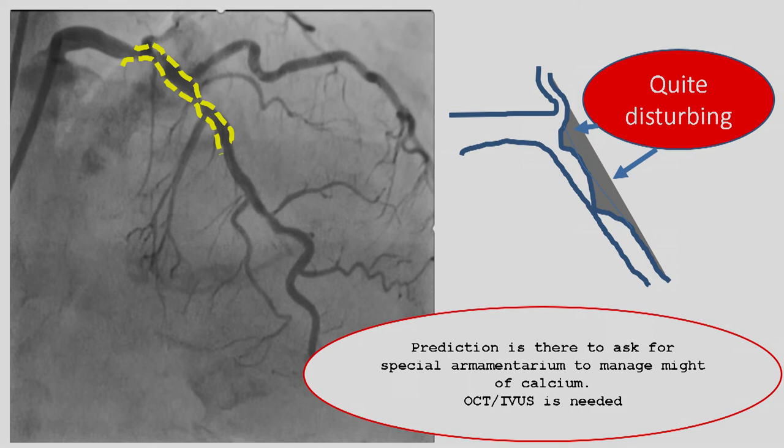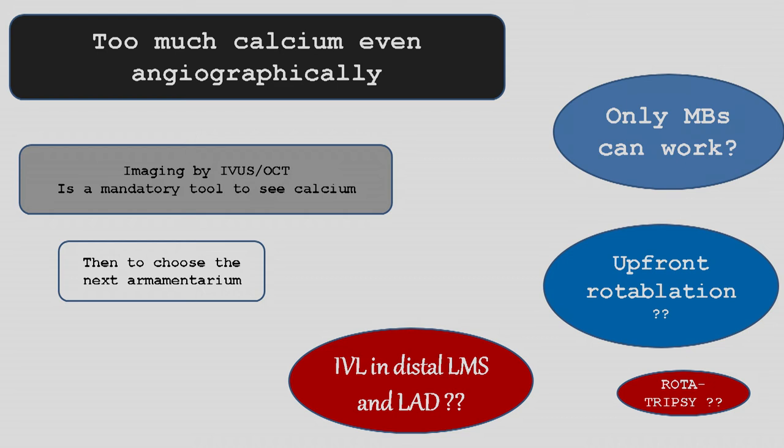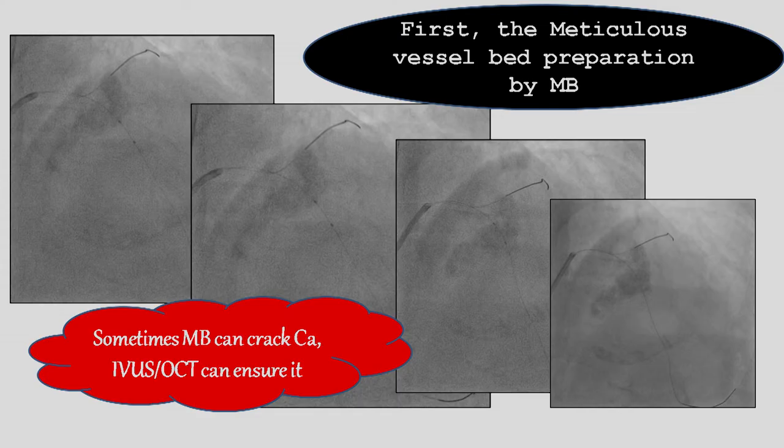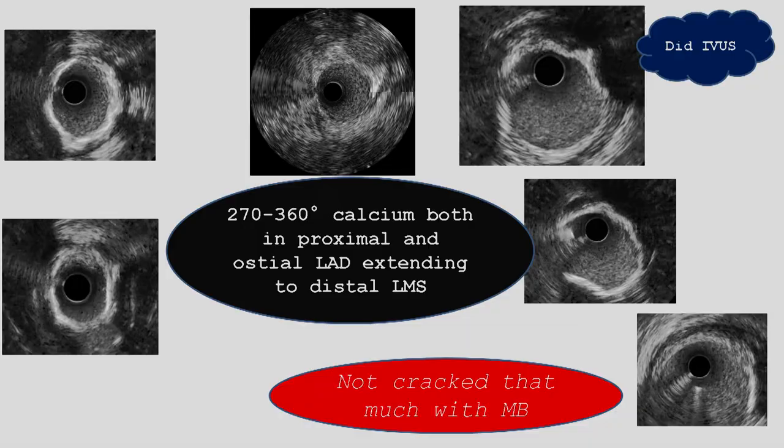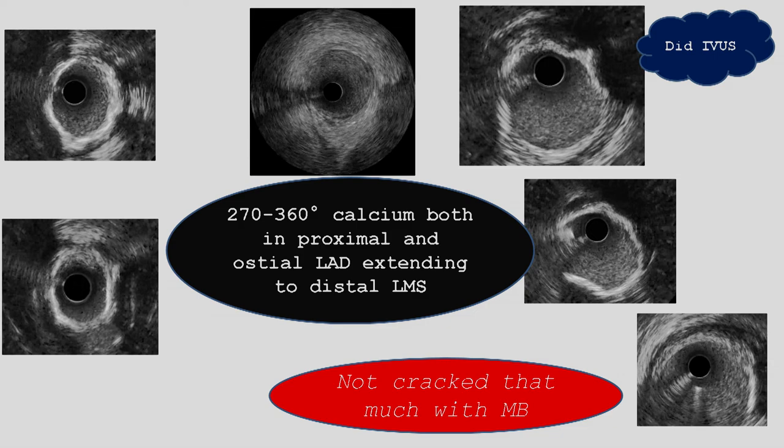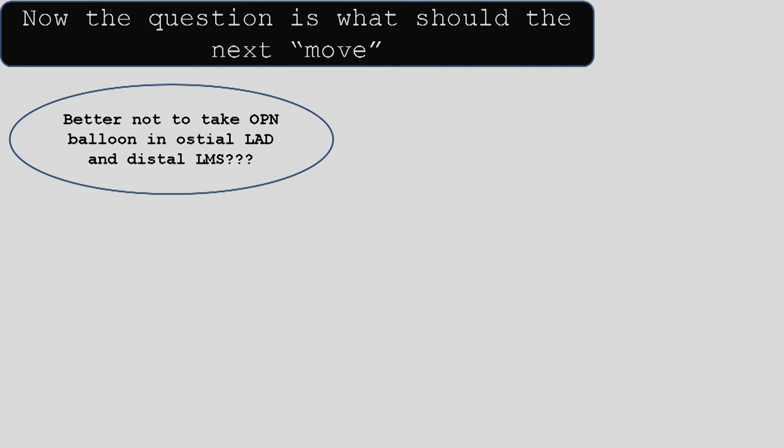So how will we go for this one? Only modifiable balloons can work there, or upfront rotablation, or IVL in the distal left main LAD, or you will go for rotatripsy. So what I've done, first the meticulous vessel bed preparation we have done. Sometimes modifiable balloons can crack the calcium, IVUS and OCT can ensure it. And then what we have seen in the IVUS, 260 to 360 degree calcification in both proximal and ostial, extending to the distal left main, not cracked that much with the modifiable balloons.